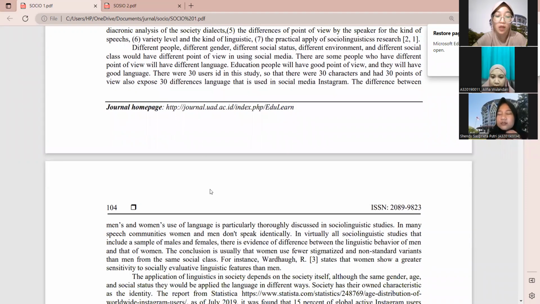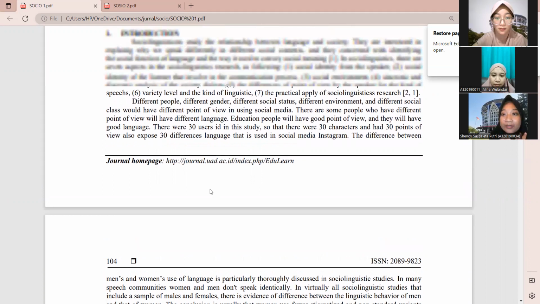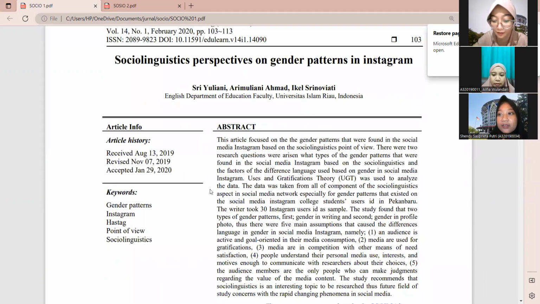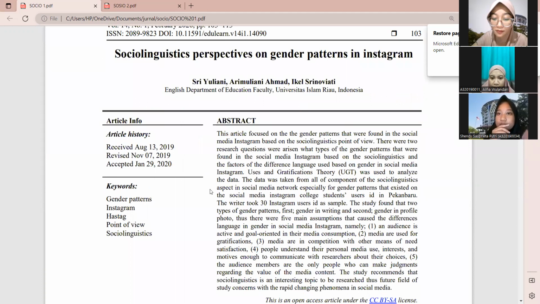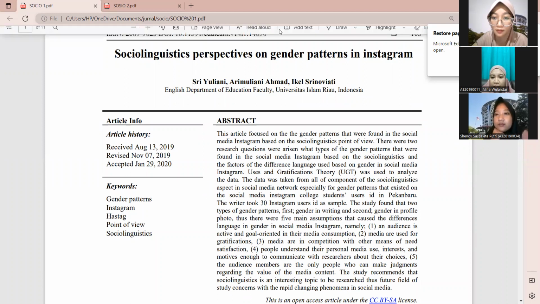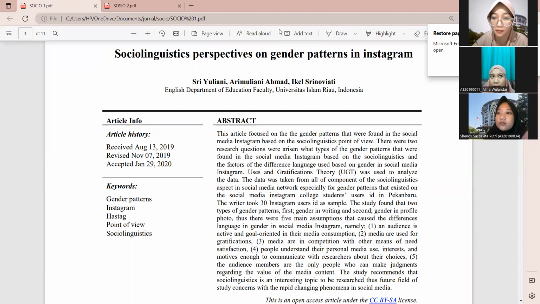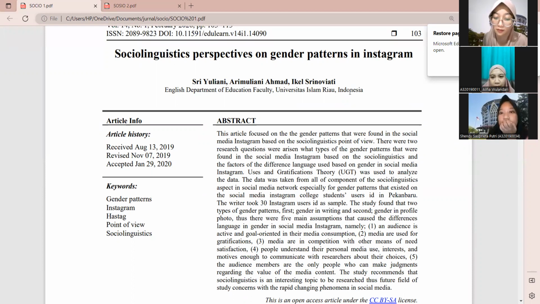And the next question is, what is the purpose of this article? So the purpose of this article is that the researchers would like to find out the usage of the social media network in terms of sociolinguistic perspectives on both sexes in Instagram. Okay. What is the objective of this article? The objectives of this article are what types of gender patterns were found in the social media Instagram based on sociolinguistics, and the factors of the different language used based on gender in social media Instagram.